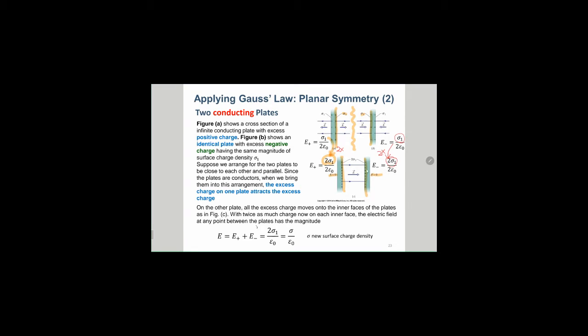Okay, so here we add them together in the between part. So the total E will be E plus plus E minus, and you just multiply this one by 2, because these two numbers are the same. So it's like 2 times this one. The 2 and 2 cancel each other. It becomes 2 times sigma 1 over epsilon naught. And then we rewrite the new surface charge density to be sigma rather than sigma 1. So it turns out to be sigma over epsilon naught.